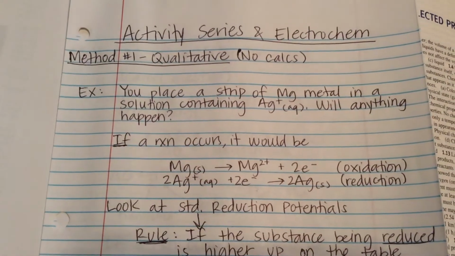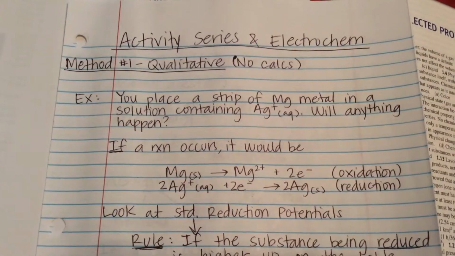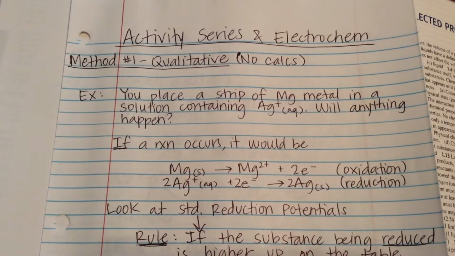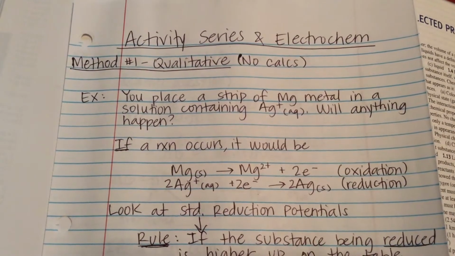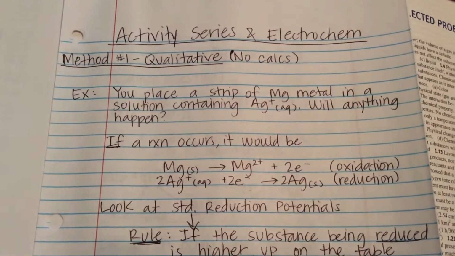In this video, we're going to discuss the relationship between activity series and electrochemistry. There are two ways that we can look at these kinds of problems. We can look at it qualitatively, meaning that there are no calculations to be done, and we can look at it quantitatively, meaning we are going to do some calculations. And the level that you pick probably depends on the class that you're taking.